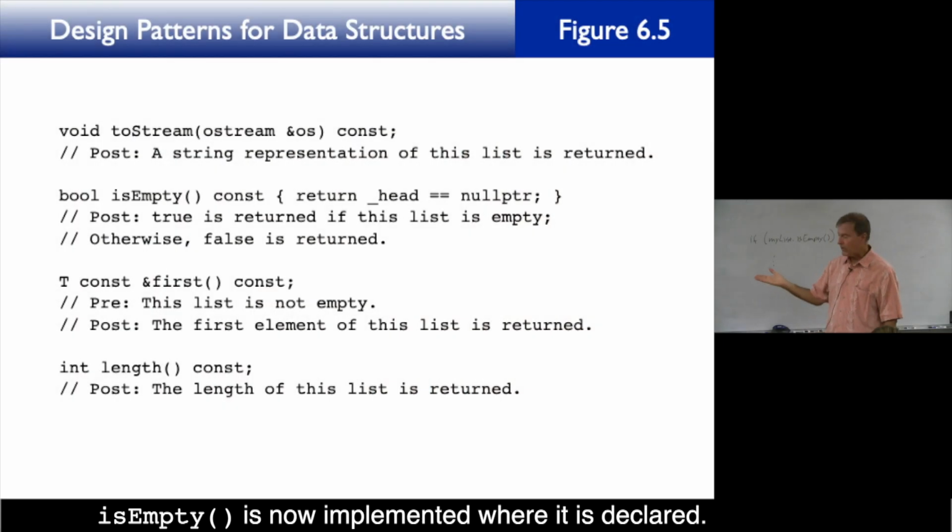And look, what's the code walkthrough? One line. What does it say? Return head equals null pointer. Now look, the amateur way to do this would be: if head equals null pointer, return true, else return false. If you find yourself doing that, eliminate that habit. Are you with me?